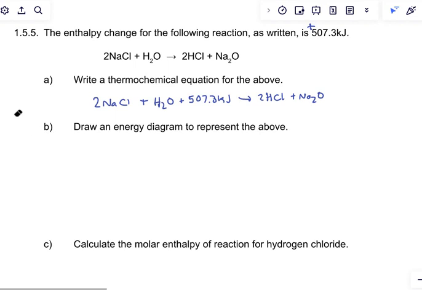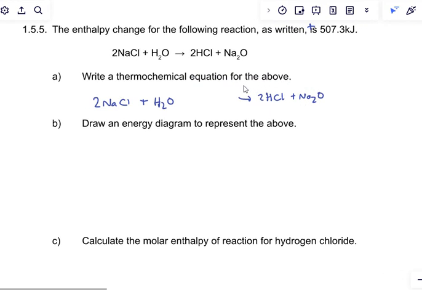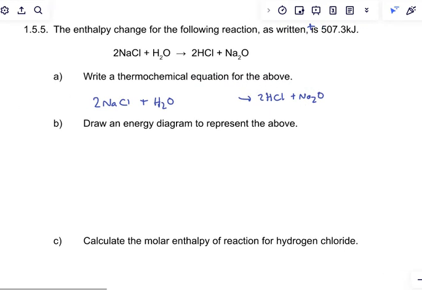Or, if you don't want it in amongst the chemical species, you can write the reaction separately and then afterwards put a delta H equals positive 507.3 kilojoules. Those are equivalent. You can use whichever one you like, but make sure you can read both versions because you will see them both. Draw an energy diagram to represent the above.